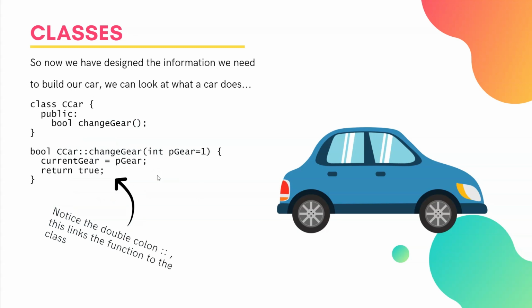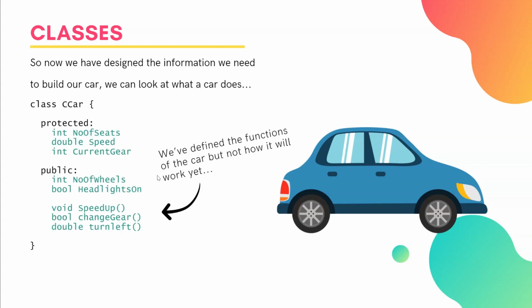So now we've decided the information we need to build our car, we can look at actually defining the function. So here we haven't actually said what these functions are going to do. All we've done is declare that these functions exist. So we're just saying, hey compiler, heads up, we're going to make some functions that are going to be called these things and are going to return this type of information.